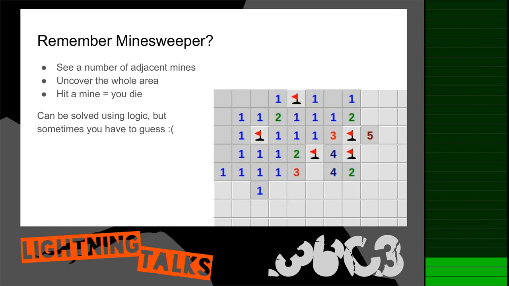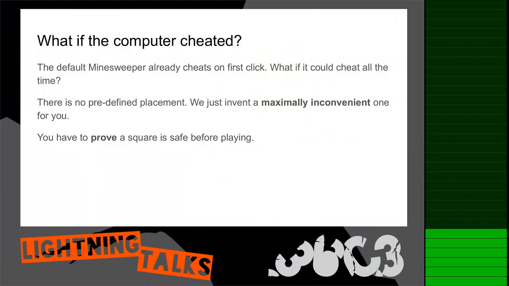And of course, as you know, you can play this game using logic, or you can guess. And sometimes you even are forced to guess because there's two different possibilities, and you cannot just reason about which one is correct. So this sucks a bit, I would say. So recently I had an idea. What if the computer cheated?